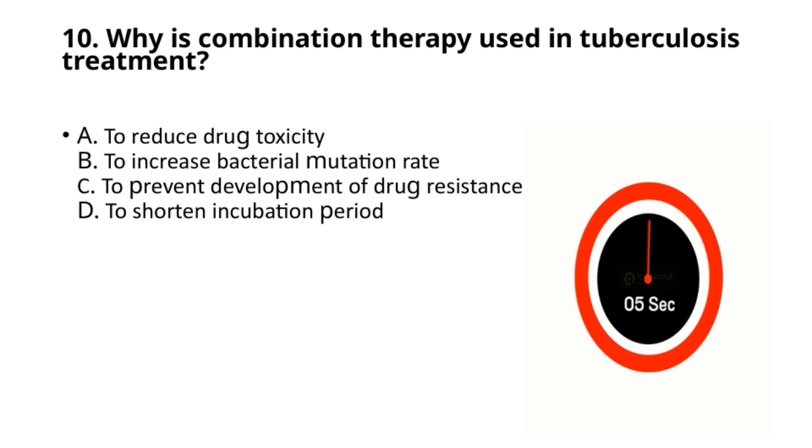Third, it's crucial for preventing the development of drug resistance. If we rely on just one drug, the bacteria can quickly become resistant, making treatment much more difficult. Lastly, combination therapy can help shorten the incubation period, meaning the time it takes for symptoms to appear or for the bacteria to multiply is reduced, leading to faster disease control. Overall, these reasons highlight how combining drugs makes our treatment strategies more effective and sustainable.